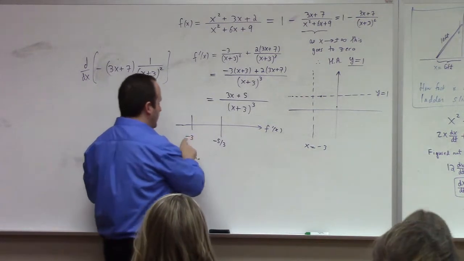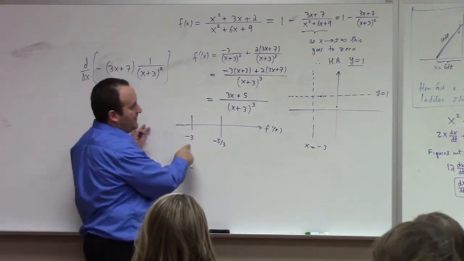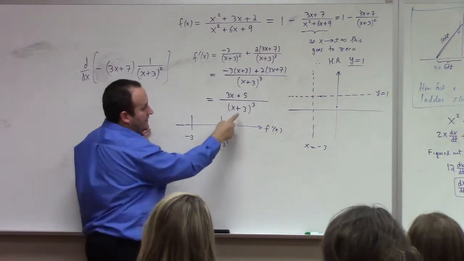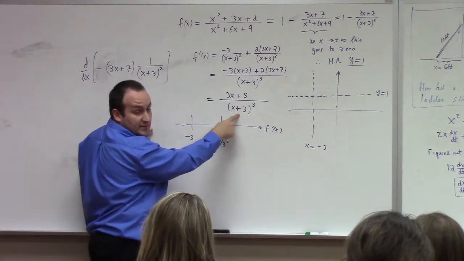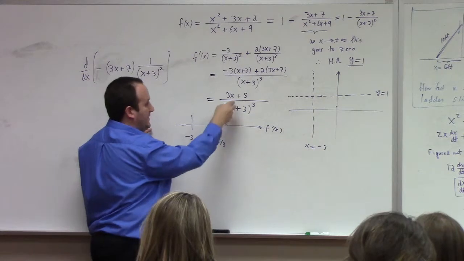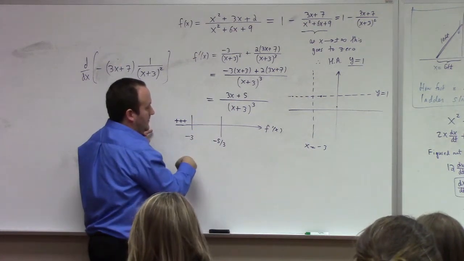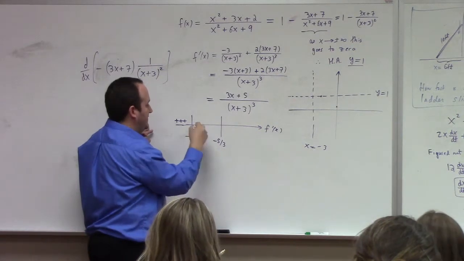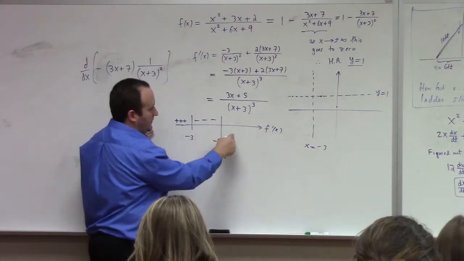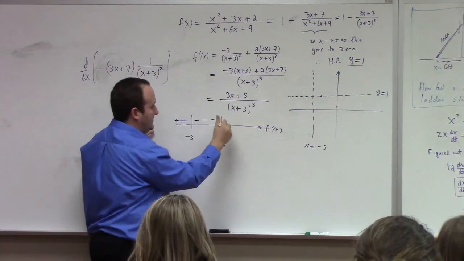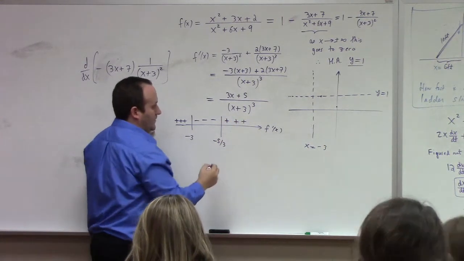So how about to the left, like minus 4? If I put in minus 4 here, negative downstairs, because the cube of a negative is still negative. Negative upstairs, it's positive. Yeah, very good. Between here and here, it's going to flip signs again. And then over here, what do we got? Positive, yeah.